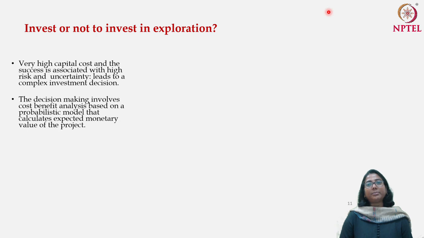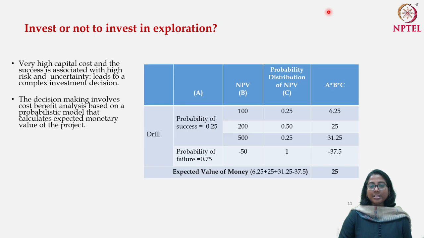Now, what do we understand by the probabilistic model? Here I am not saying that there is one net present value of a particular project, and just looking at the net present value, I am going to take a decision on whether to invest or not. There can be multiple net present values associated with different probabilities, and therefore I have to come up with the expected monetary value of the project. This will be clearer if we go by a small exercise with few numbers, where we can look at it.